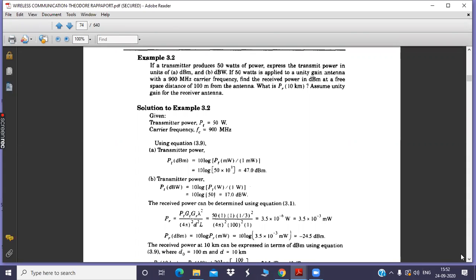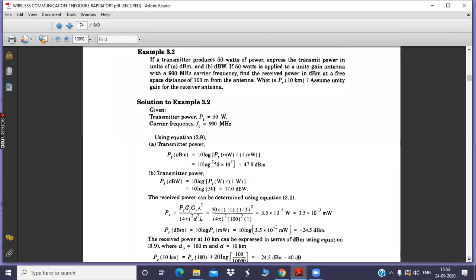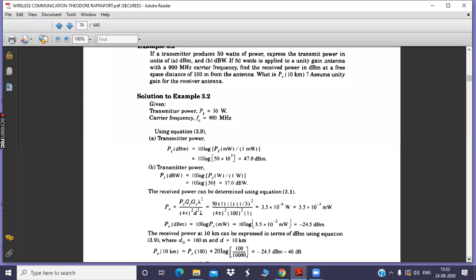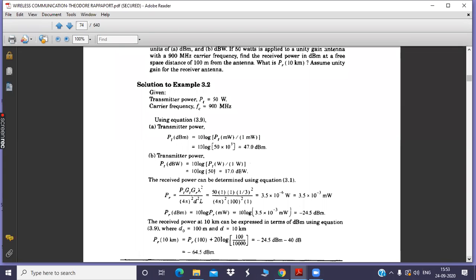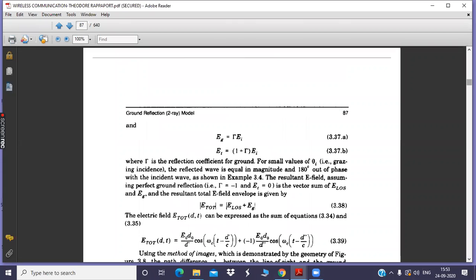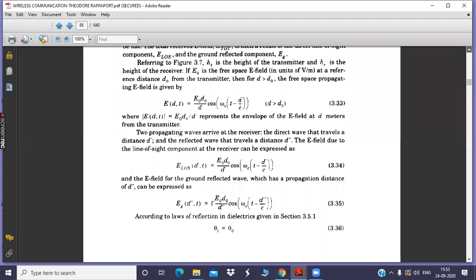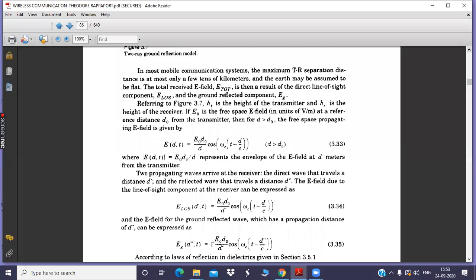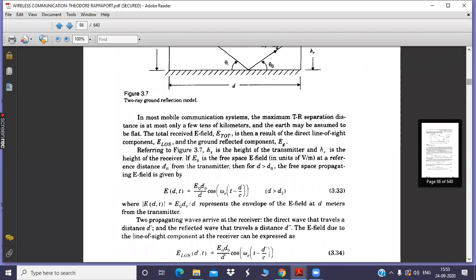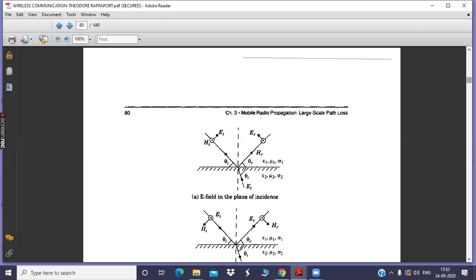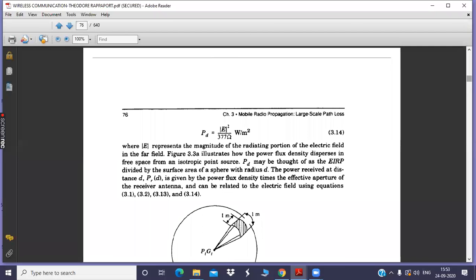D0, that is 100 meters away from the transmitter, which can be called a reference point or close-in distance, whatever it may be. Now, after finding the power received at D0, we will find the power received at D, that is PR of 10 kilometer, and use the free space propagation model's result. What's the free space propagation model's result? That equation you write.